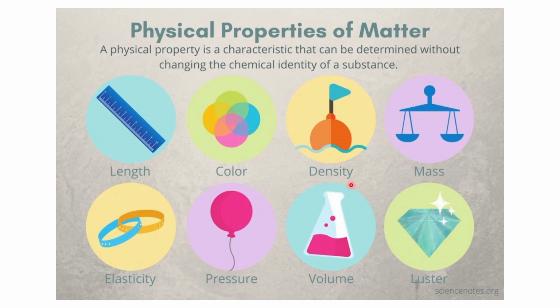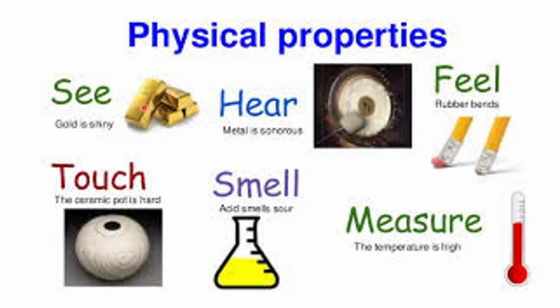For all these properties, we are not using any chemical reagent. We are not changing the chemical identity of the substance. But for measuring the pH or EC of any solution or substance, we are using various reagents to change the substance's chemical structure and identity. So we can say pH and EC are chemical properties. Length, color, density, mass, etc. of any substance are physical properties. We can see, hear, feel, touch, smell, and measure any physical property.